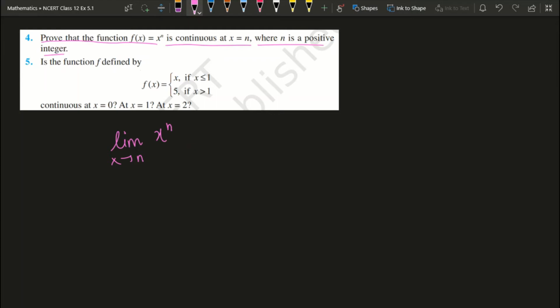We have talked about this, that a polynomial function is always well defined at all values that you put in, and this is a polynomial function, where n is a positive integer. So this is a monomial term, and so it's just equal to n to the power n. You just put n instead of x, and you get the answer. And similarly, f of n is also equal to n to the power n. So since both of these are equal, the function is again continuous.